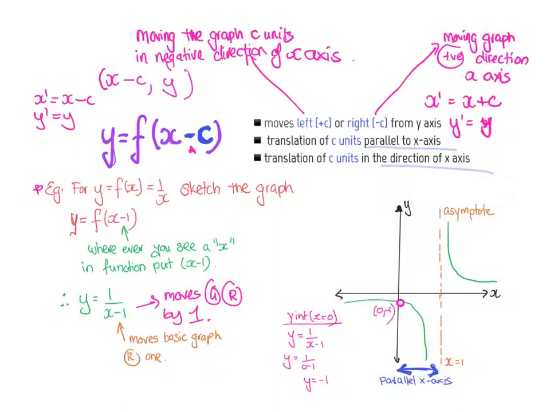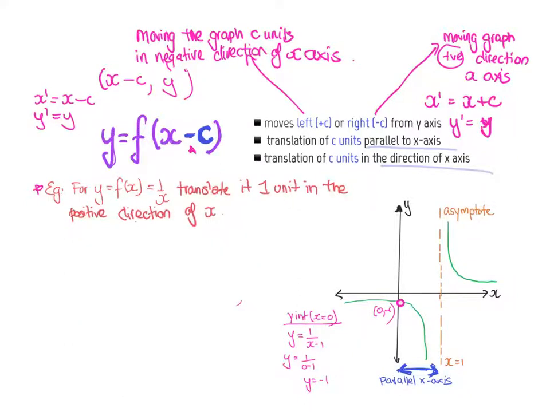Now I'm going to show you how it works with the image points and stuff. If I said for the graph of 1 over x, translate it 1 unit in the positive direction of x, then if we think of the new image x, it'll be the normal x plus 1, okay? And the y doesn't move because we're using left and right.